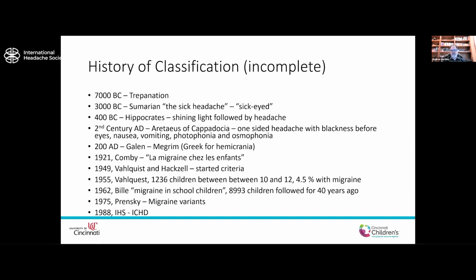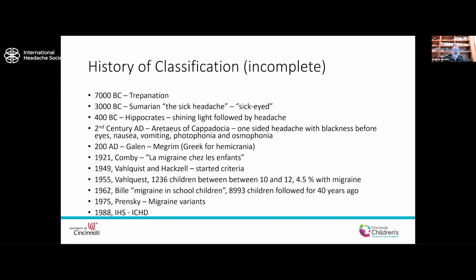Well, it can be credited to Galen in 200 AD, who used the Greek word hemicrania and popularized it. Galen being one of the founding physicians, if you will, of modern medicine, called it migraine, which is close to what we call migraine.